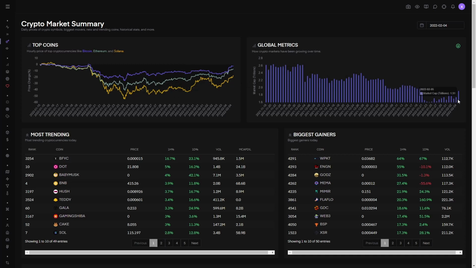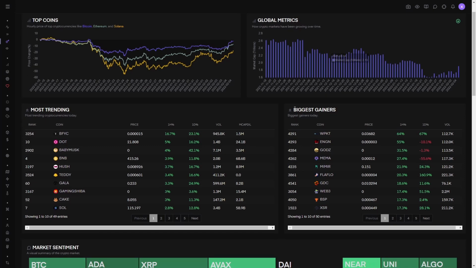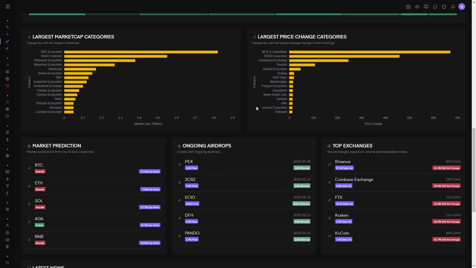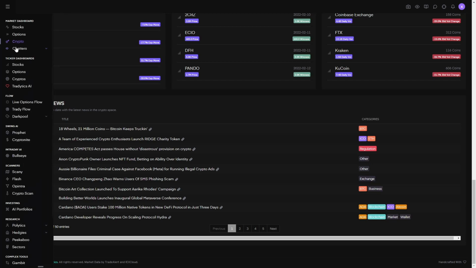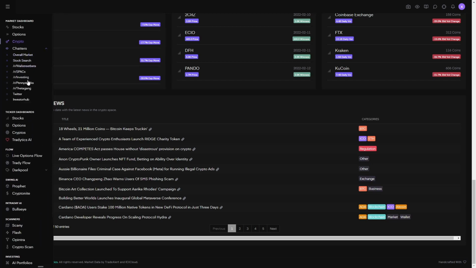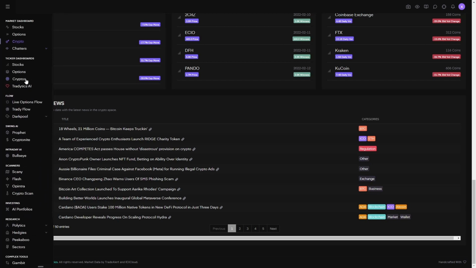You can see that on Friday there was a nice little push in the market cap. Biggest gainers, there's a heat map, tons of different information, news, and it gives you little categories for the news. Chatters, market summary, so you can see what social media platforms are talking about. But now we're going to start jumping into how I actually use Tradytics.